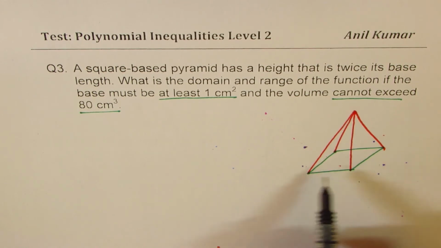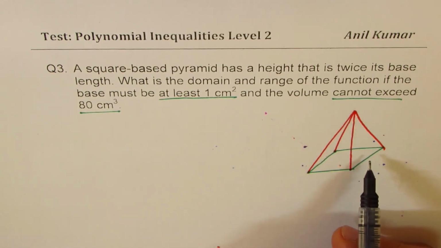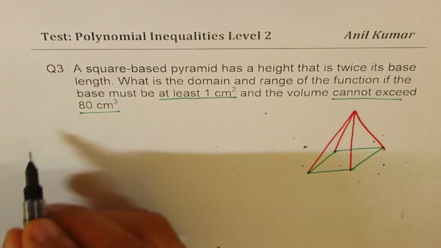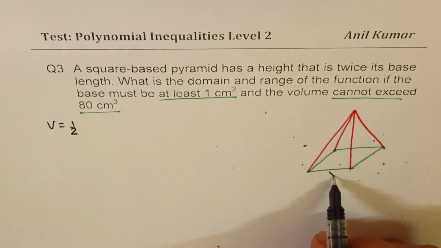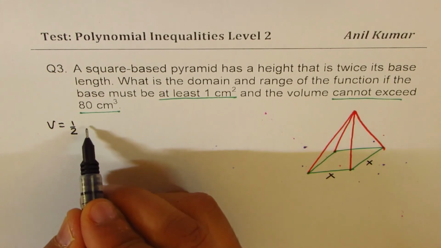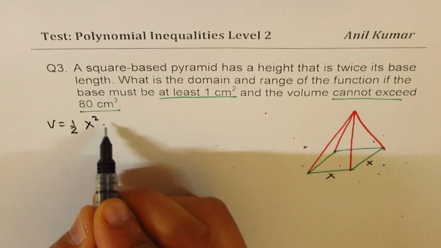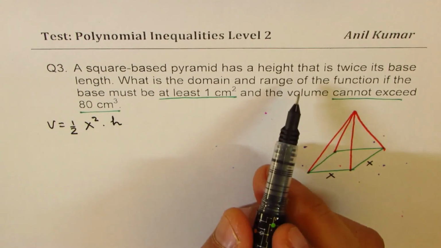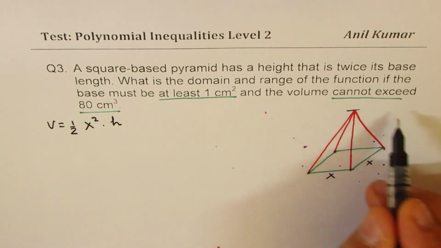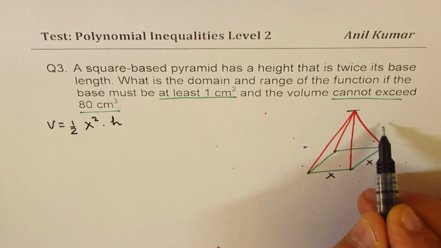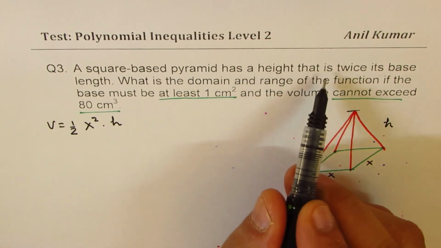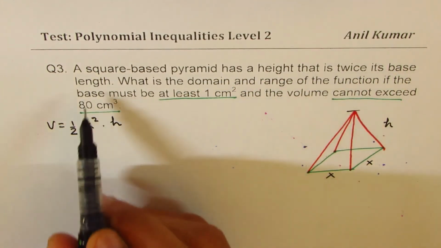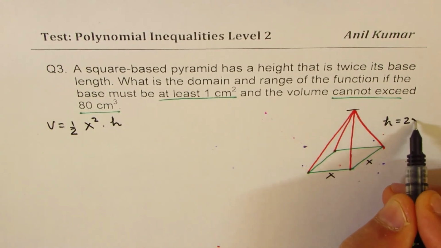For any pyramid, if you consider a cylinder, it is 1/3 of the cylinder. So we can say volume is 1/3 of the area of the base. These sides are x, so the base area is x squared times height. Now in this case, the height h is given as twice the base length, so the height is 2x.